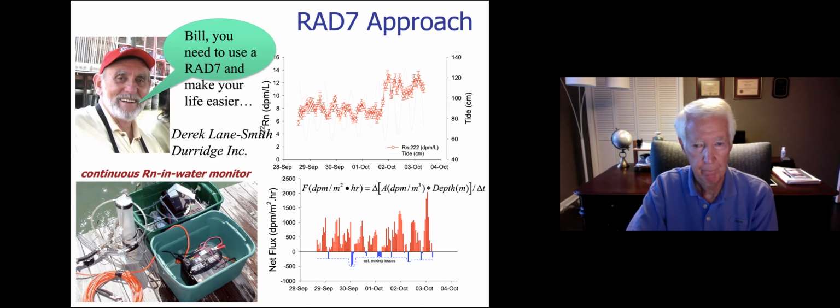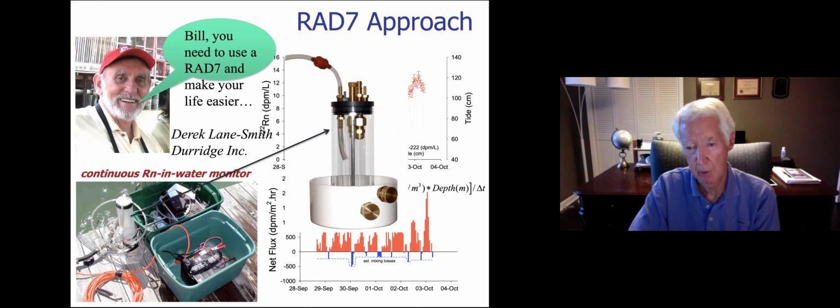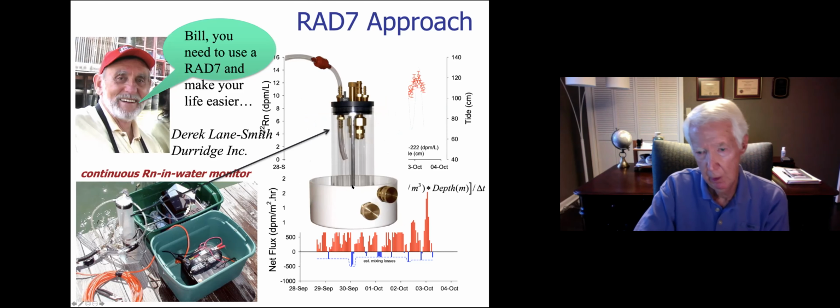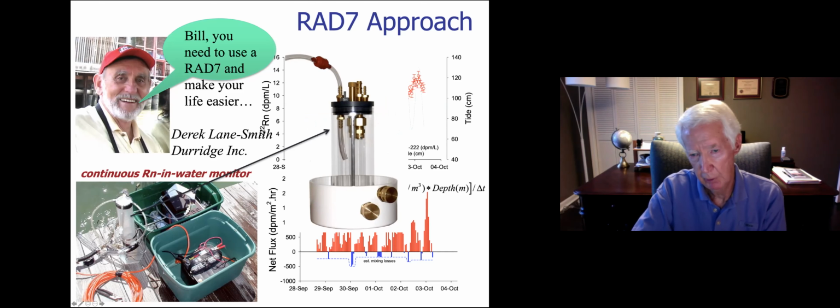Eventually, it morphed into what Durridge now supplies, which is a nice, neat package. Some of them have one nozzle. This is a nozzle here where you spray, and the spray droplets make it easy for the radon to escape from water into the air. And then you have a closed loop of air circulating through it, an open loop of water going through. You don't actually need to collect any samples.